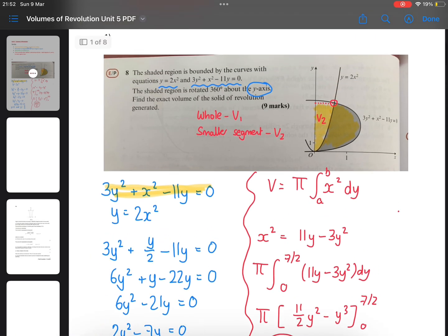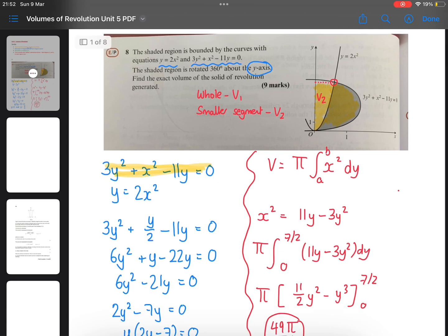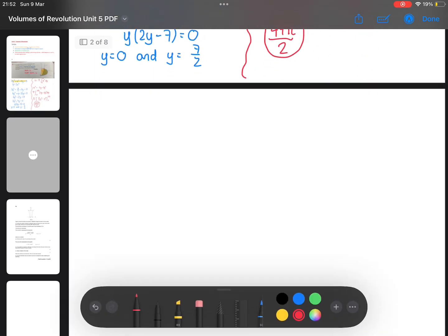So V2 will have exactly the same limits between 7 over 2 and 0, but this time we're looking for the area and then the volume produced under the y equals 2x squared curve. So I'm going to do that down here. So same formula because we're rotating about the y-axis.